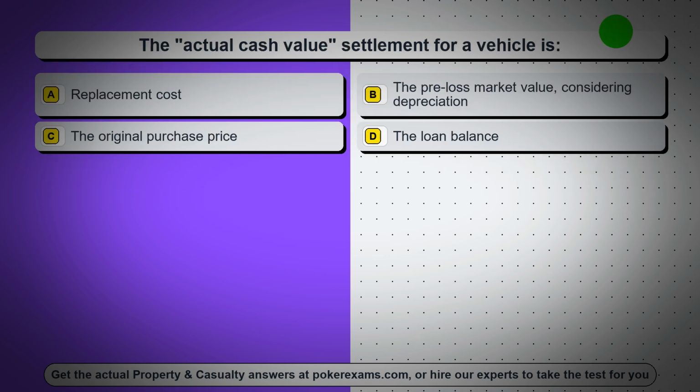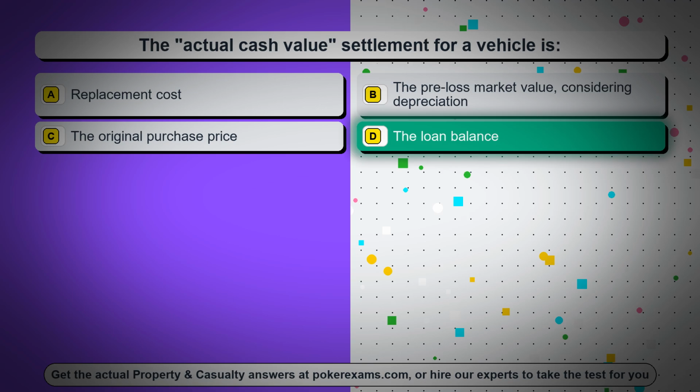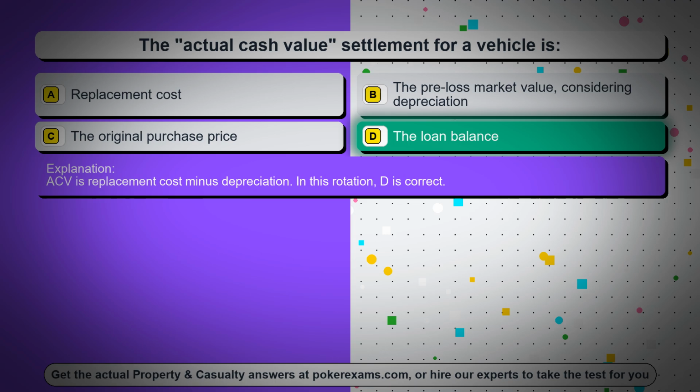Question 48. The actual cash value settlement for a vehicle is: Option A, replacement cost. Option B, the pre-loss market value, considering depreciation. Option C, the original purchase price. Option D, the loan balance. The correct answer is option D, the loan balance. ACV is replacement cost minus depreciation. In this rotation, D is correct.